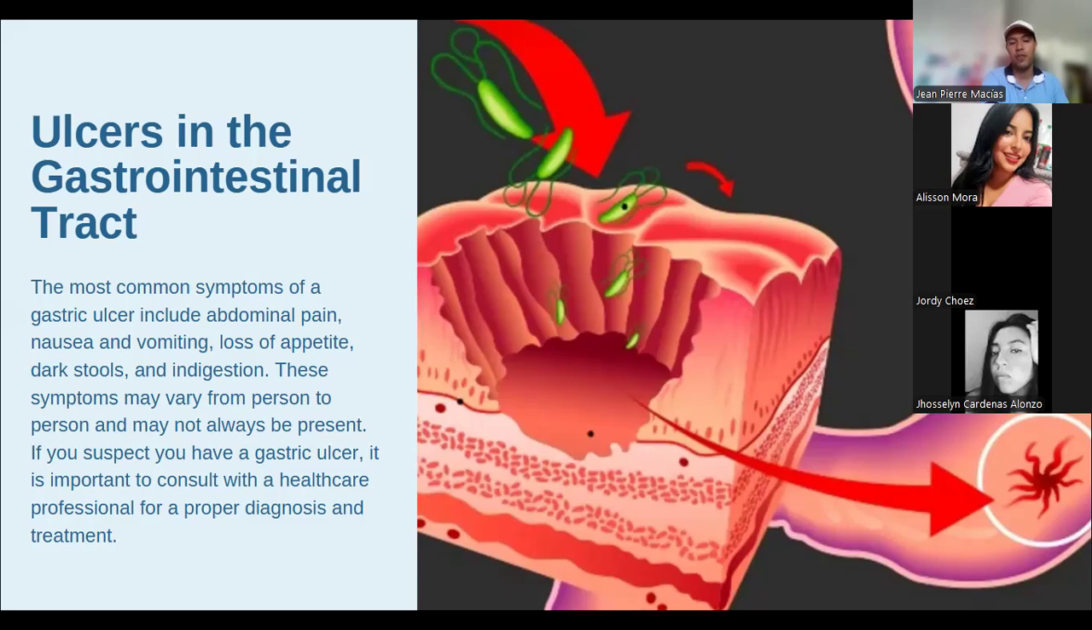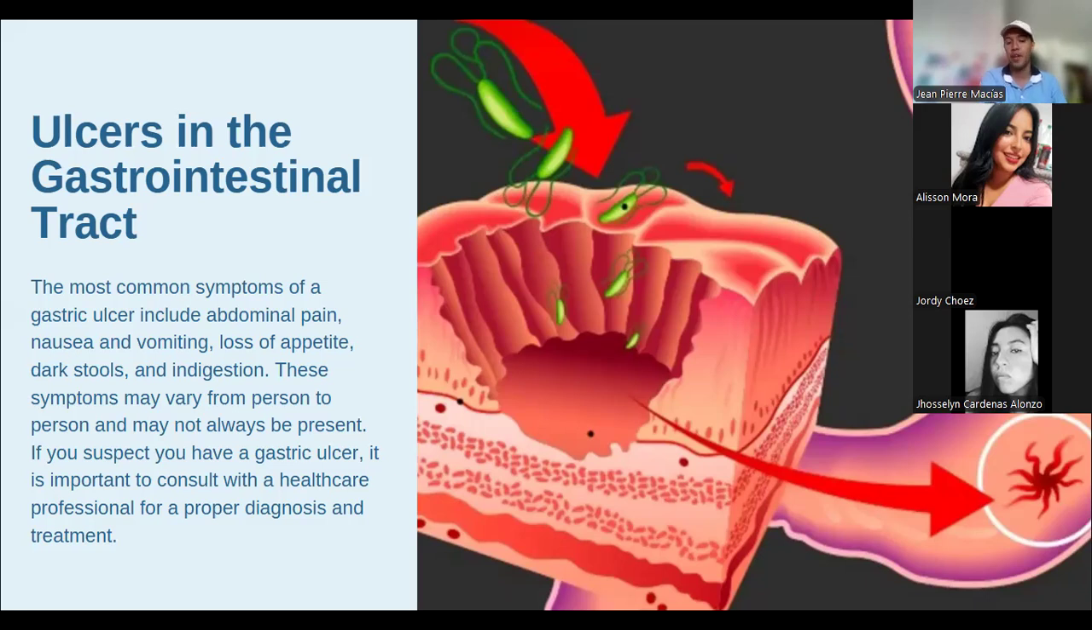The symptoms of gastric ulcers can vary, but it's important to know that some individuals may experience no symptoms at all. When symptoms do occur, they often include abdominal pain. This is often the most common symptom and can be described as a gnawing and burning sensation in the upper abdomen, especially when the stomach is empty.